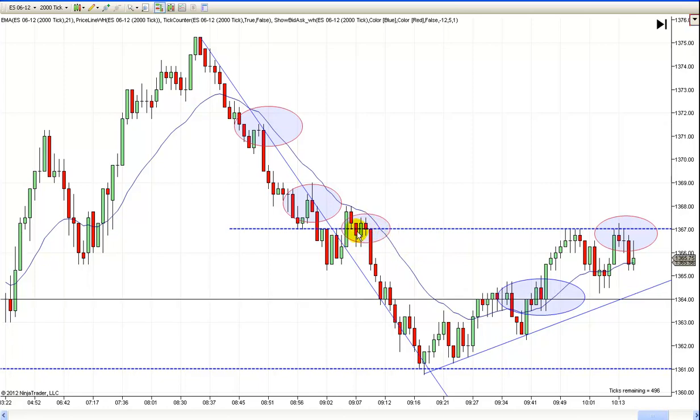But you should have seen this entry. If you entered here, it was okay. And if you didn't enter there, you definitely should have entered here because you had this little extra trap here. And then it was off to the races again to the downside. And your runners would have survived once again. So there was another 4 or 5 points out of this.